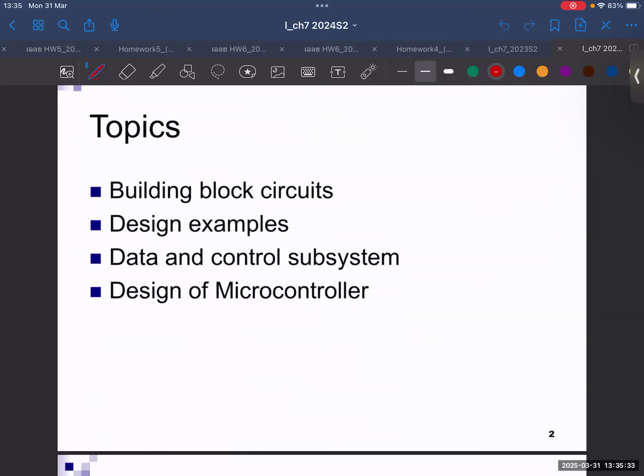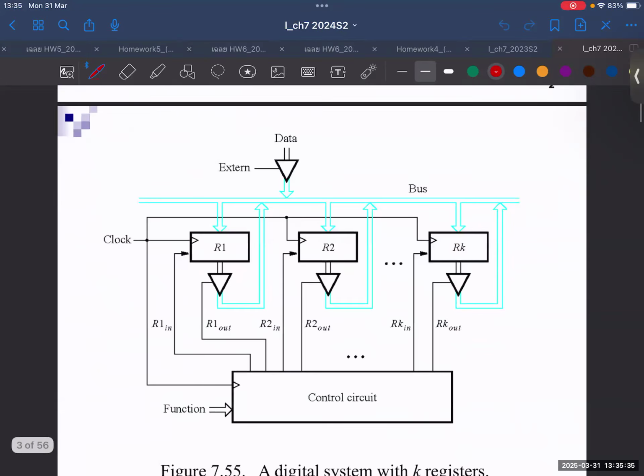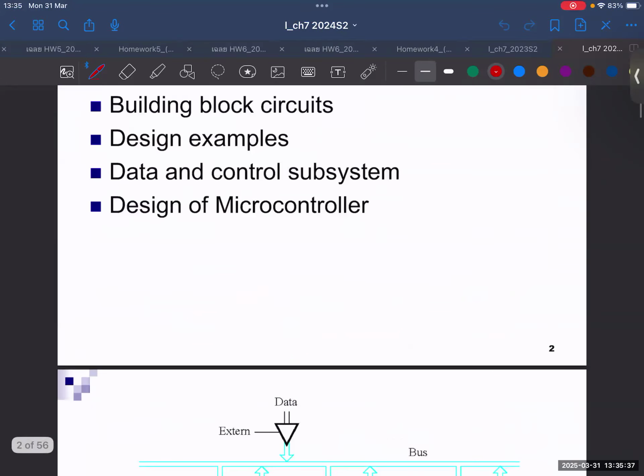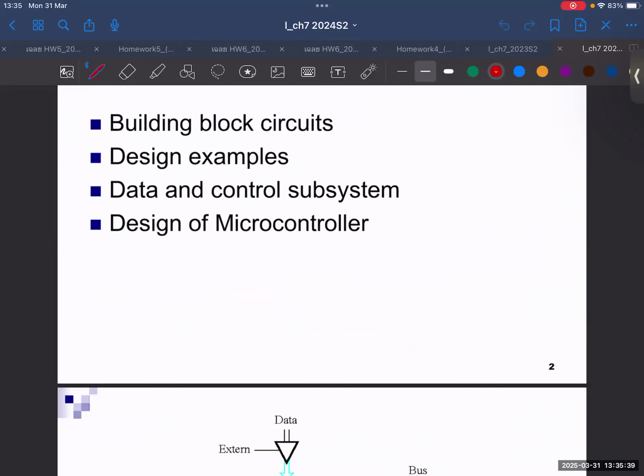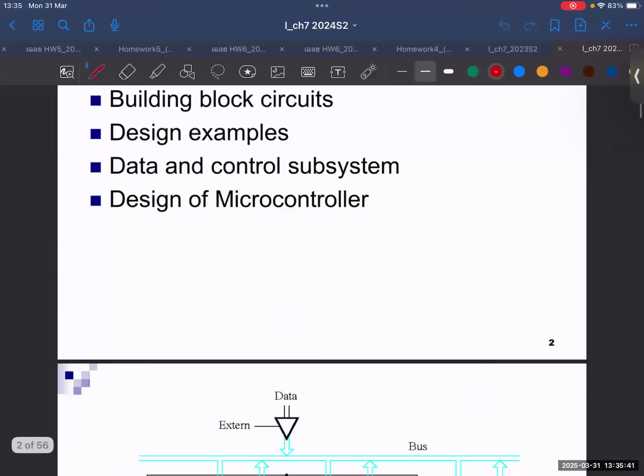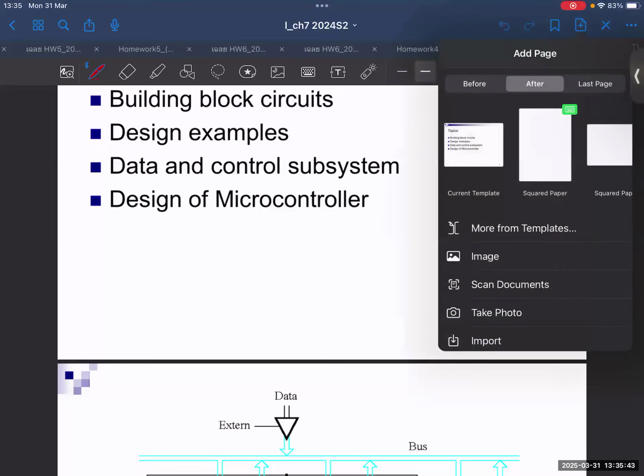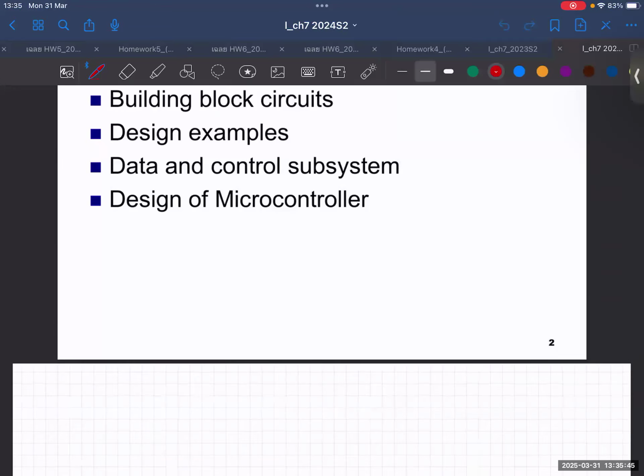First of all, let's review what we already know. Let me add one more square paper.